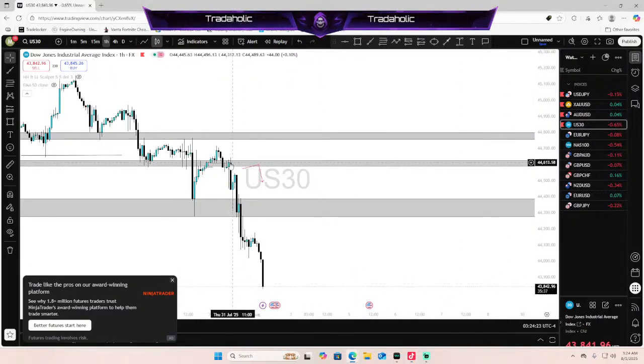Let's look at US 30. The US 30 trade I had planned out back here, at this break below this low, ended up being a fucking bleeder. I didn't take this though, but this setup was so fire.